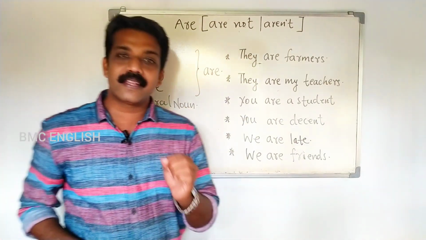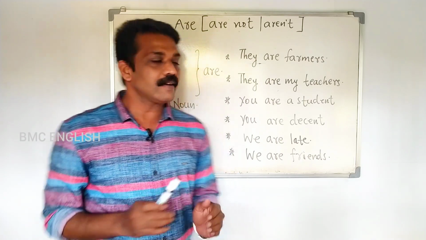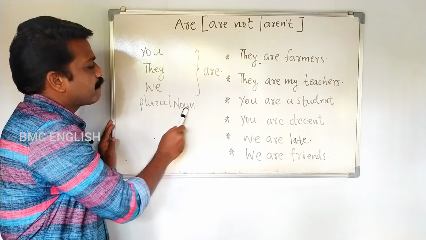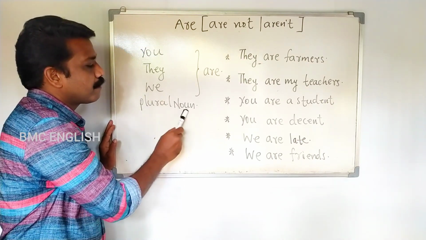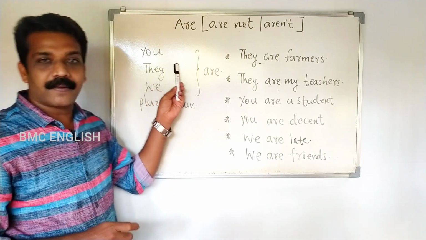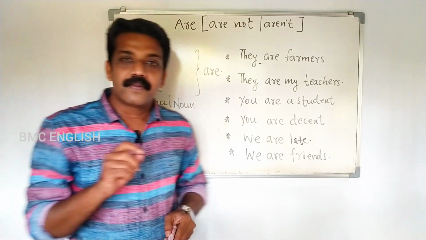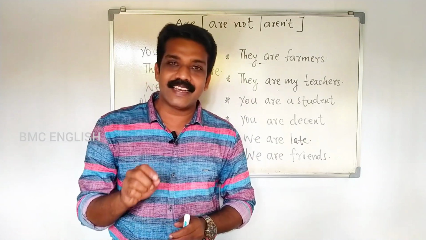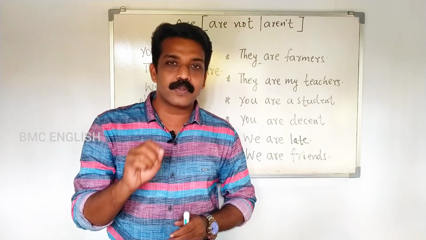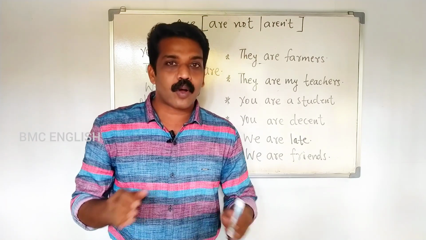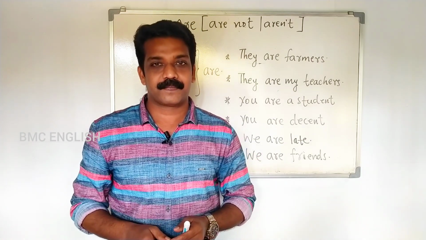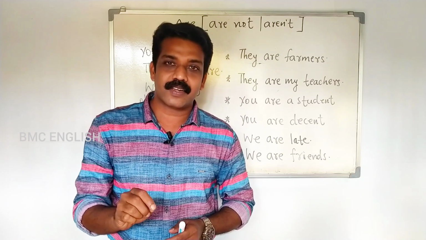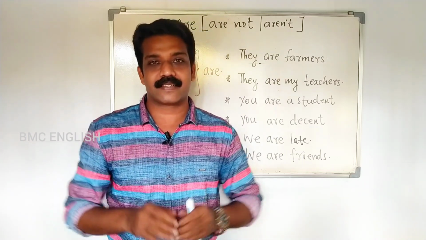Are is used only in the present tense, and we use are if the subject is you, they, we, or any plural noun like Ravi and Maya. Please repeat after me. You are, they are, we are, Ravi and Maya are. Is that clear? Again, it should be noted, when we use are as a main verb, it shows the state of the subject. I mean the condition, feeling, identity or quality of the subject.